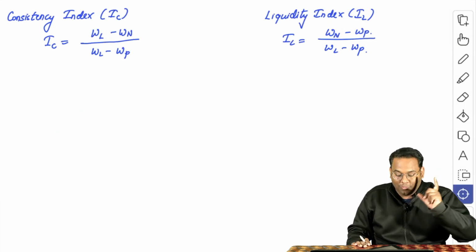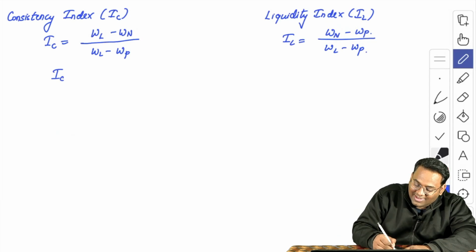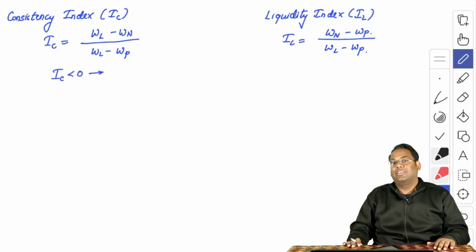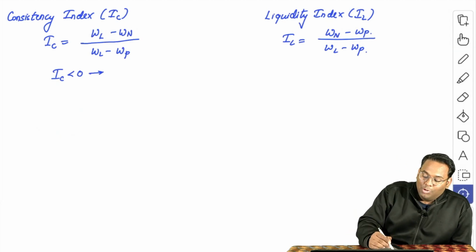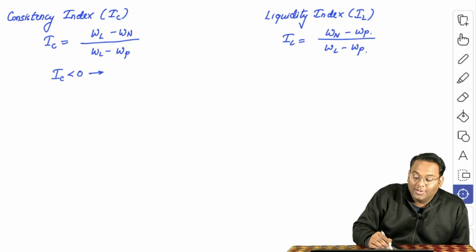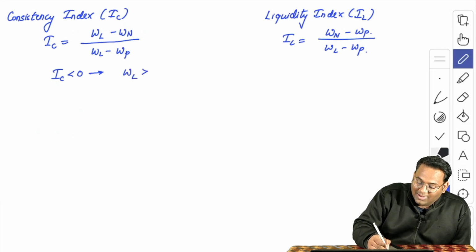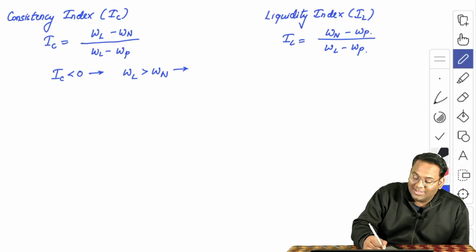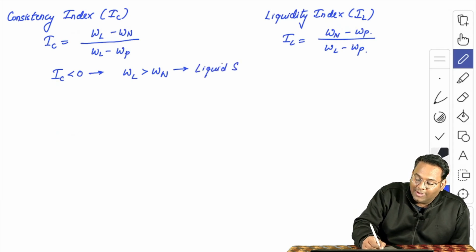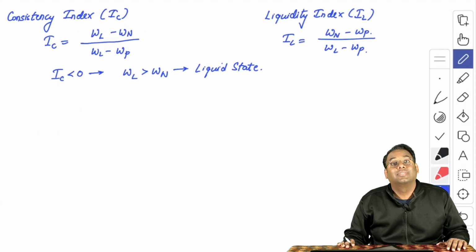So for understanding that, let us suppose that IC is less than 0. Can you tell me when this ratio could be less than 0? WL will always be more than WP, so the denominator is positive. But when can the ratio be less than 0, if the numerator is negative, and it can be negative if WN is more than WL. Yes or no? So that means here I can say that WL is less than WN, and if this is the condition, then I can say that the soil is in a liquid state. Yes or no? So if IC is less than 0, that means the soil has the liquid state.